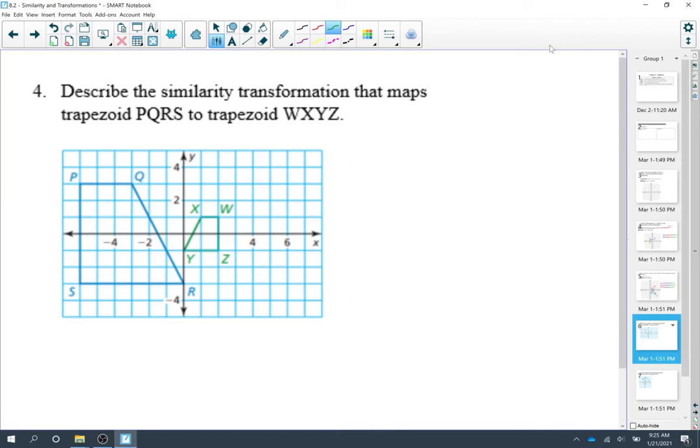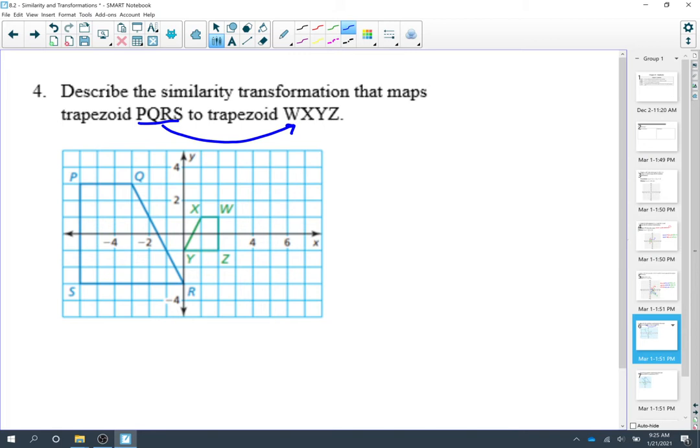Example 4. Describe the similarity transformation that maps trapezoid PQRS to trapezoid WXYZ. Now, first of all, make sure you're paying attention to order here, because we specifically have to get from the first one to the second one, which means we're going from the larger one over to the smaller one. So starting out here, if I'm thinking of a similarity transformation, I know that it got smaller. So my dilation or my scale factor better be less than 1, because I'm going to the smaller one.